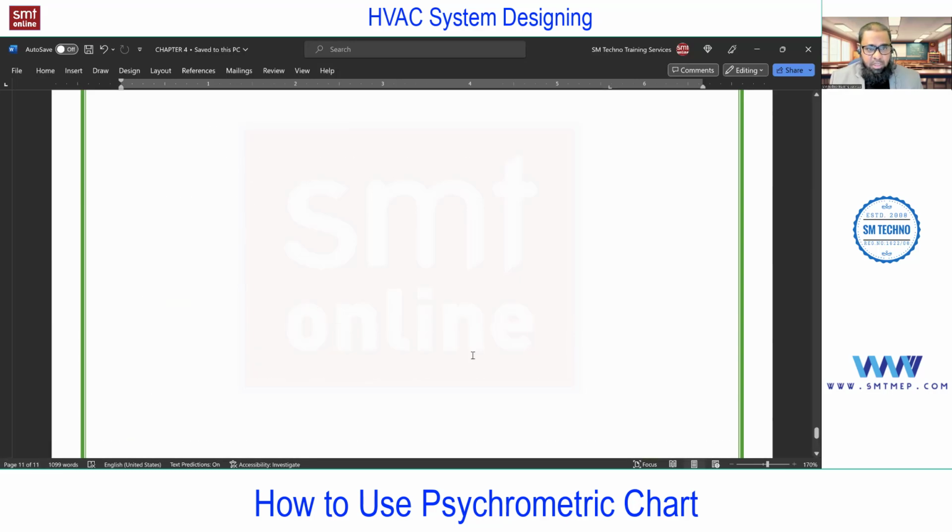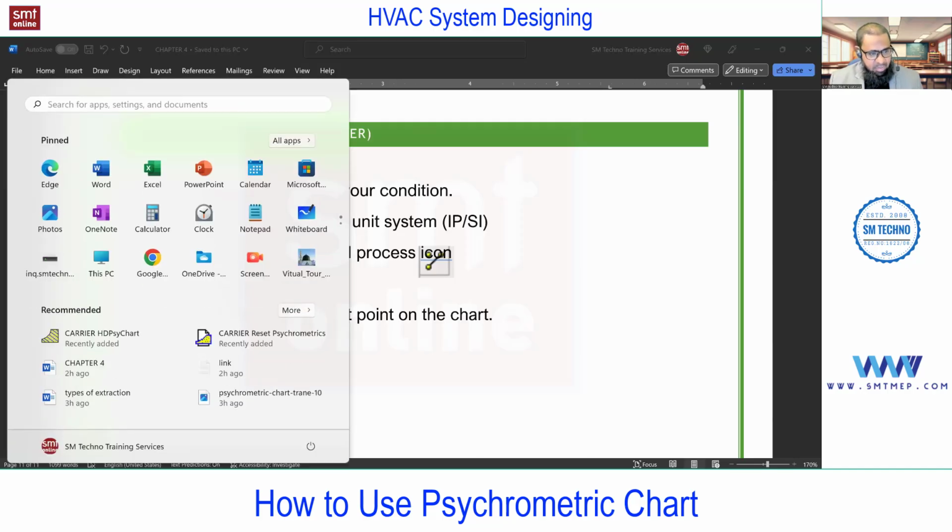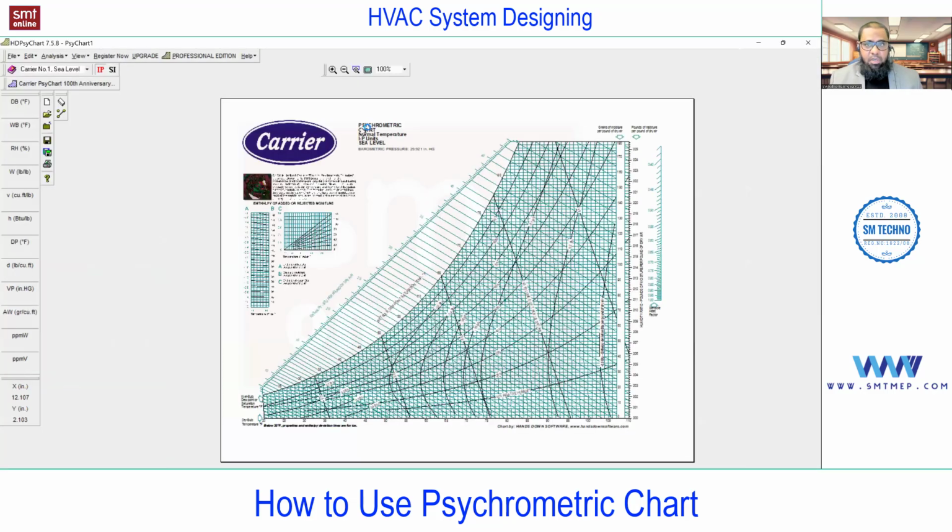Now, how to use this psychrometric software, which is further easy. You can find the psychrometric software under the SMT software folder, just double click and install. After completing the installation, you can find the psychrometric software. You see how to use it, very simple. First, you must select the type of the chart.